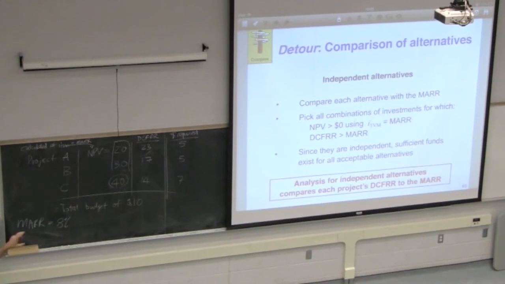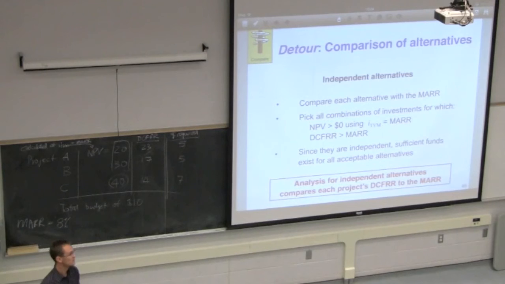What we're looking at here is something different. We're looking at independent projects. Project A and B and C, like the example I gave, they're in different countries. One's in Europe, one's in Canada, one's in South America. Right? There's no relationship between the three projects.